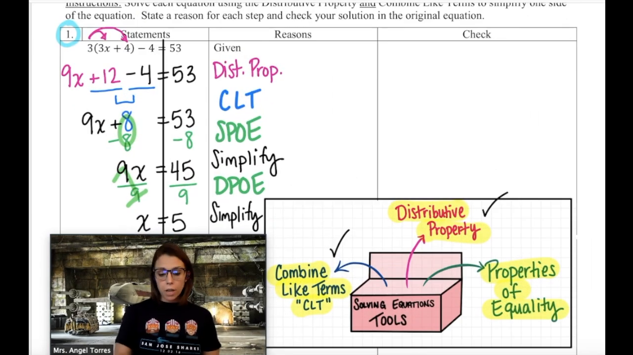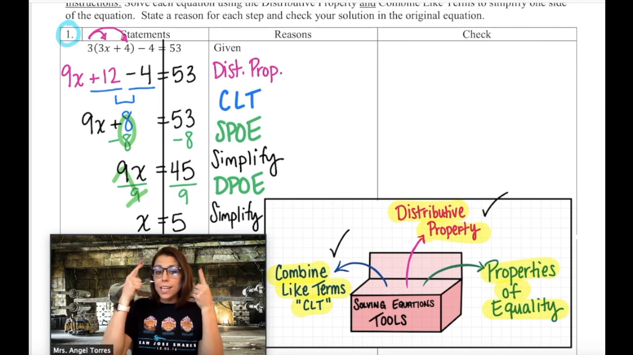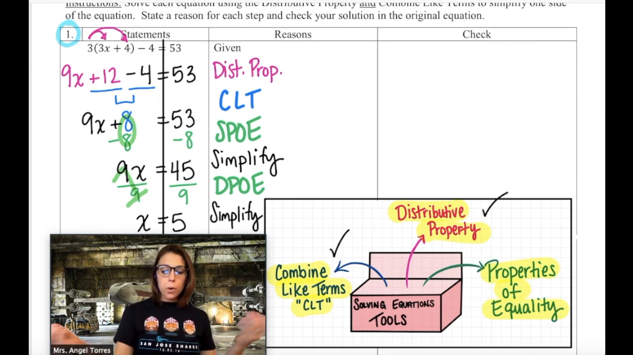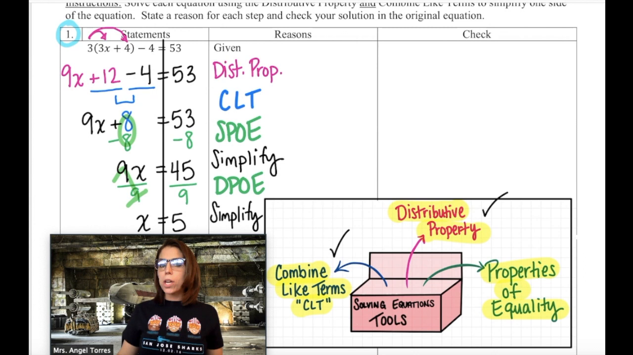So I finished solving this equation using SPO, subtraction property of equality, to create a zero term, giving me 9x equals 45, and division property DPO to create a big one, and I ended up with x equals 5. But of course, we have to check our work. So I'm going to go ahead and check now.